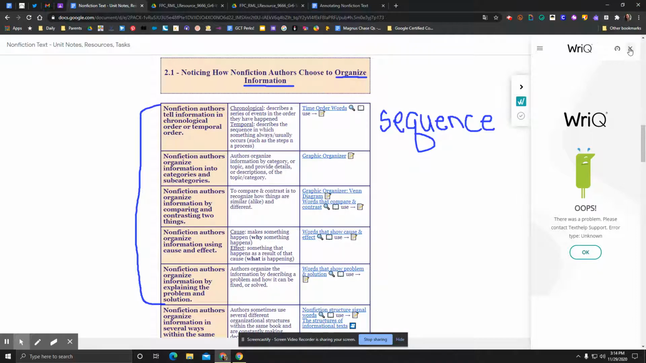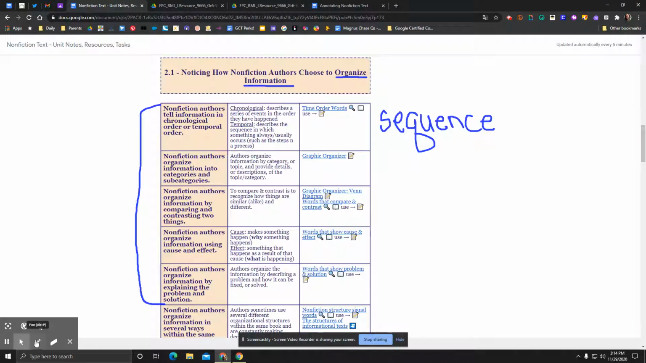So, for instance, we might say that an effect may be that the flower is dying. Well, this is what is happening, so this is my effect.